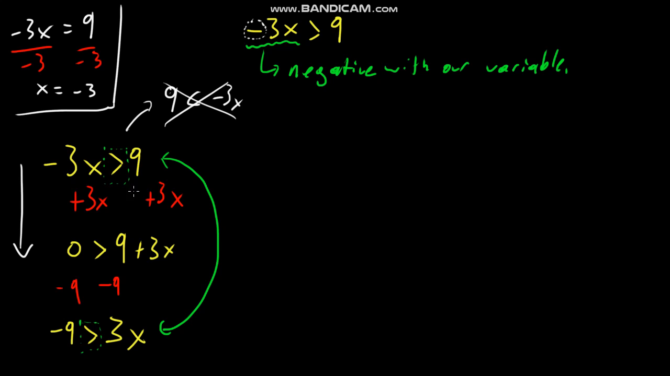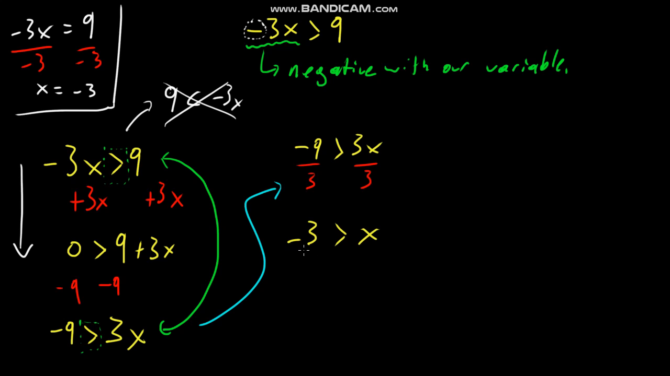What I'm trying to do is get our term with x positive. Because now what I can do here is handle this problem as normal. I can divide both sides. I'll just rewrite it for myself, but I can divide both sides by 3. And I can see that my final answer to solve this inequality is negative 3 is greater than x.